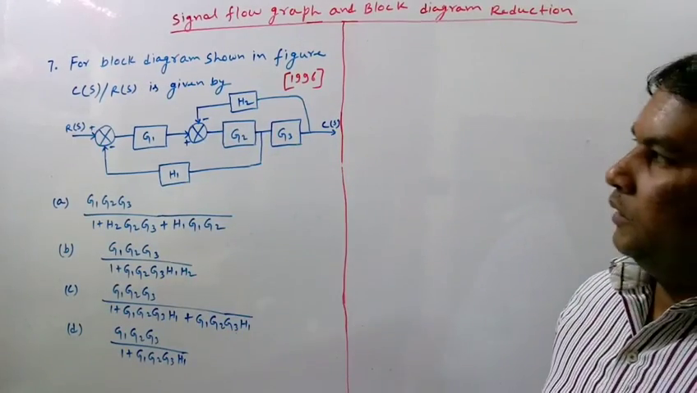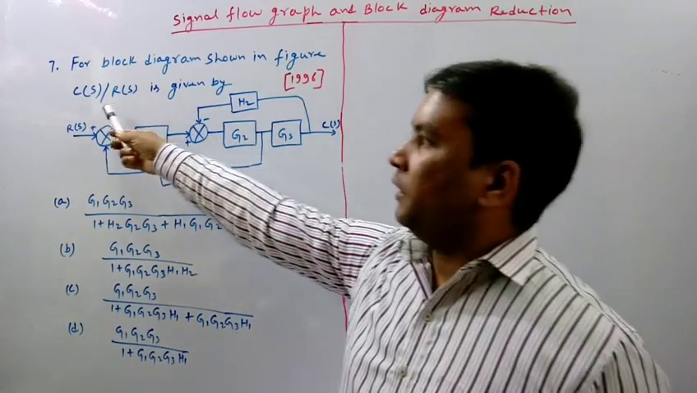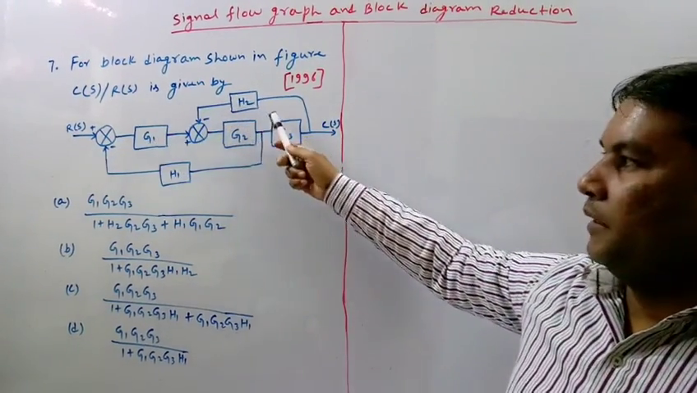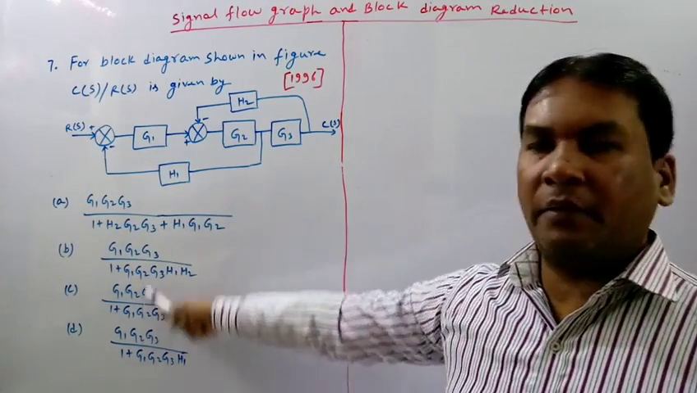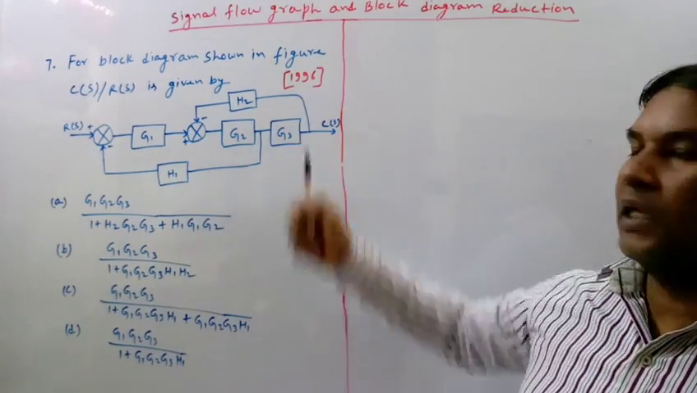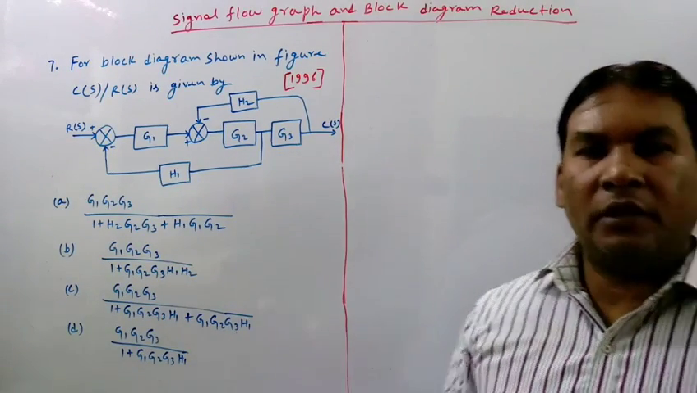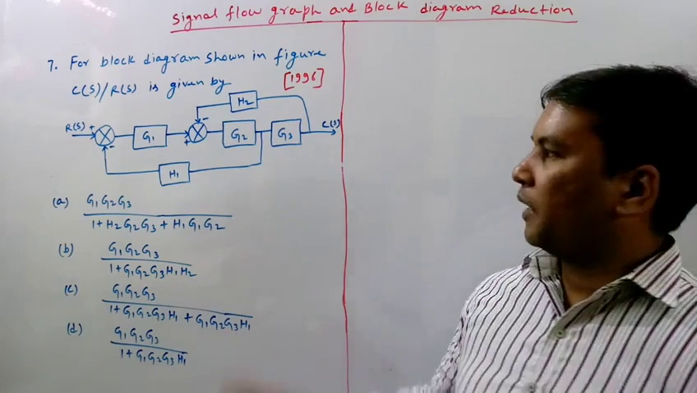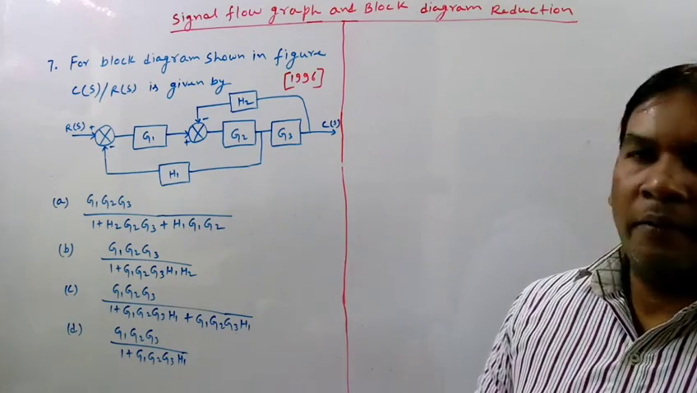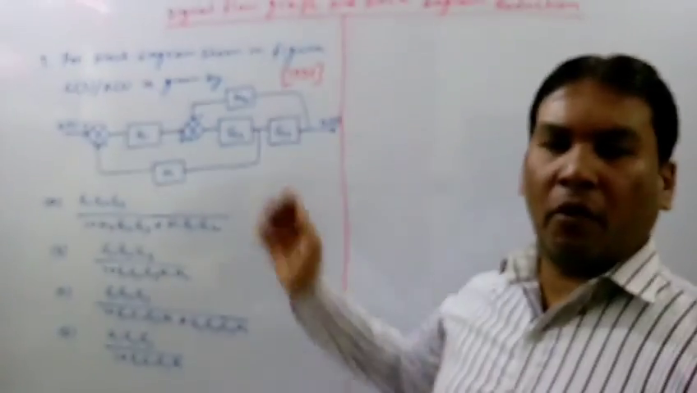Next question is for the block diagram shown in figure C, C by R is given by. This is the block diagram given, and there are 4 alternatives given, A, B, C and D, and this question has been asked in GATE 1996. So let us try to solve it by the use of signal flow graph. So let us make first the signal flow graph. Before that, let us name out the different points in the block diagram.